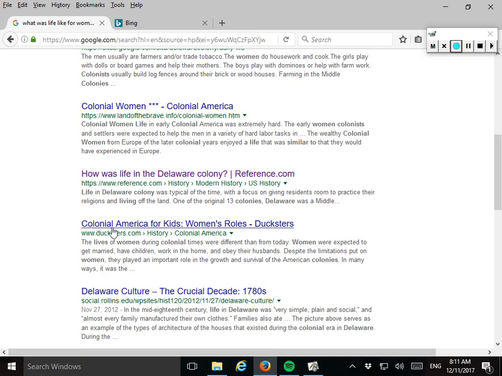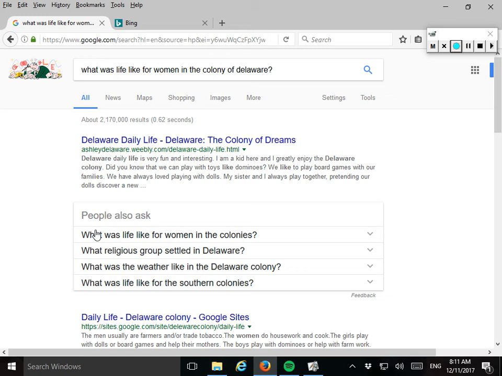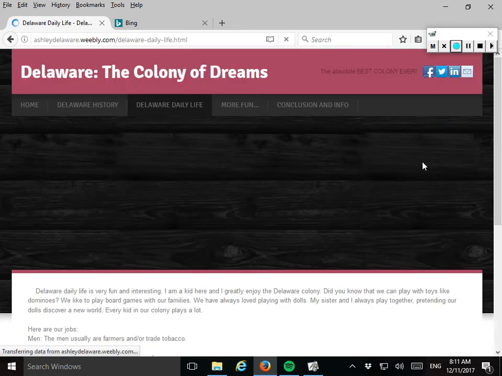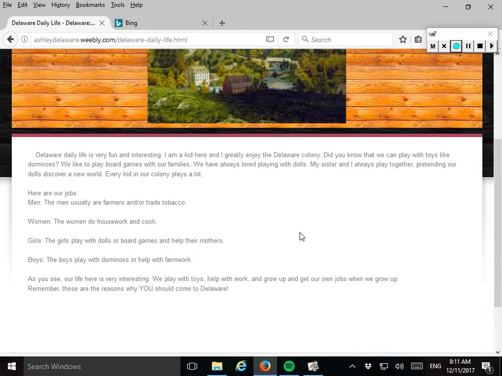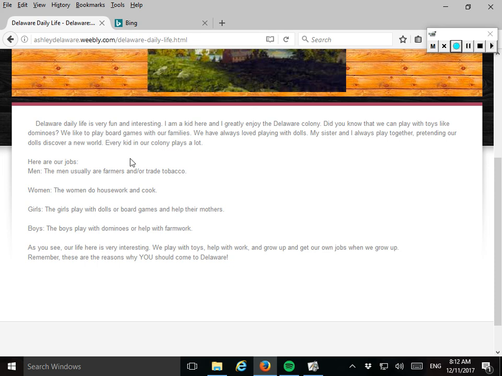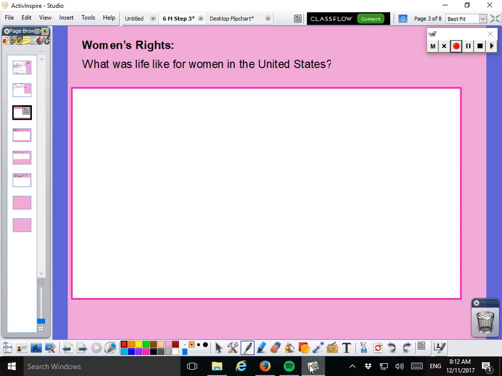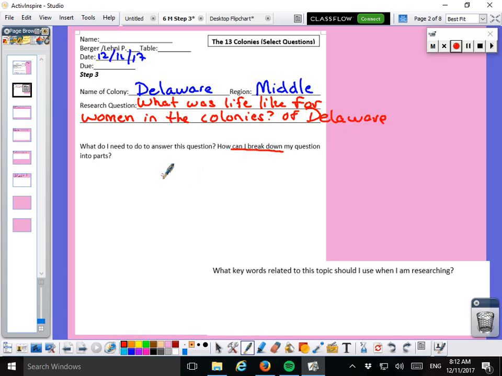But as I look really specifically, I don't know that I'm seeing a lot for women. Let's just take a look right here. Delaware, the colony of dreams. Here are jobs: men, women, girls, and boys. For women, we literally have one sentence: the women do housework and cook. Now, I don't know that that's a really great answer for my research question, for which I'm attempting to find more detailed information.